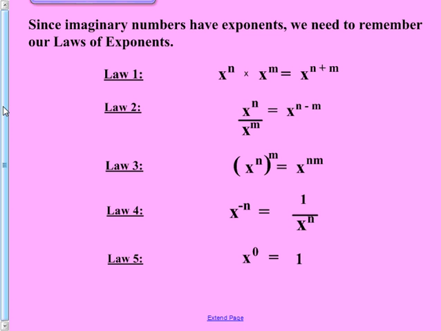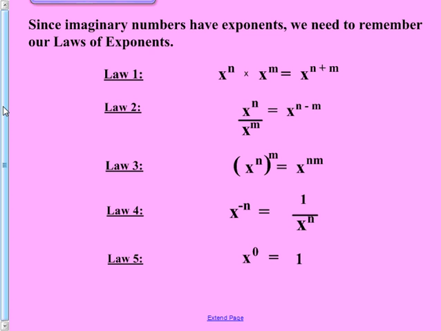add the exponents. Law 2 deals, instead of multiplication of the same bases, with dividing the same bases. So you have a base x being divided by a base x. Law 2 says to subtract the exponents in this order: the numerator's exponent minus the denominator's exponent. Now that may give you a positive exponent, that may give you a negative exponent.